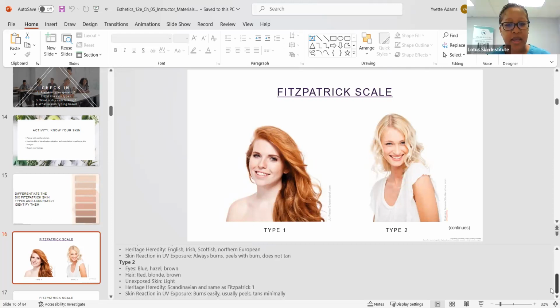Type 2 is the skin is light, unexposed skin is light in color. Mostly white folks are gonna be, you know, Fitz 2. Hair can be red hair, blonde or brown. Eyes can be blue, hazel or brown. These folks are like Scandinavian, or there was another one that I got along with that.